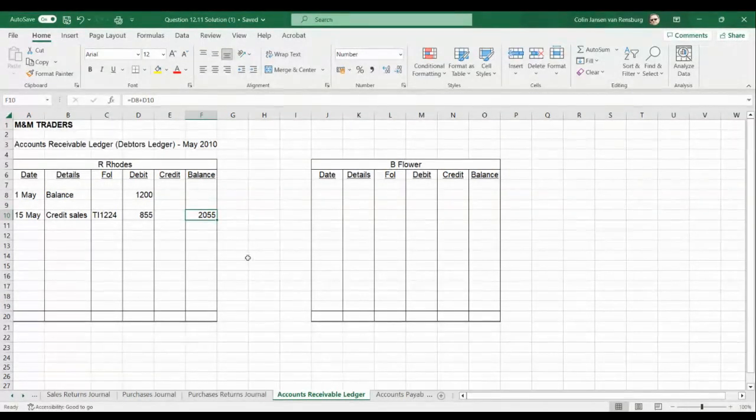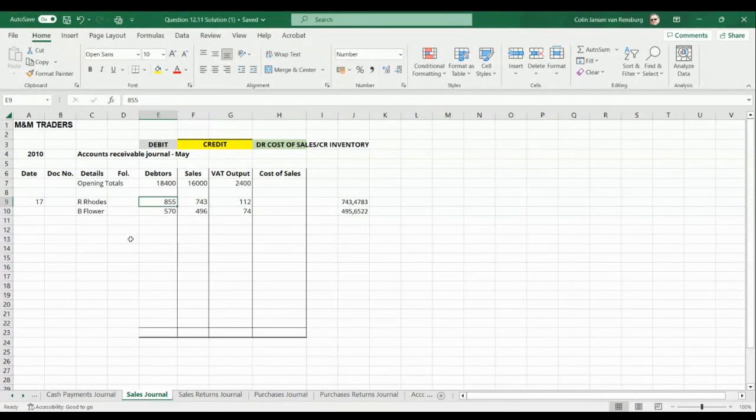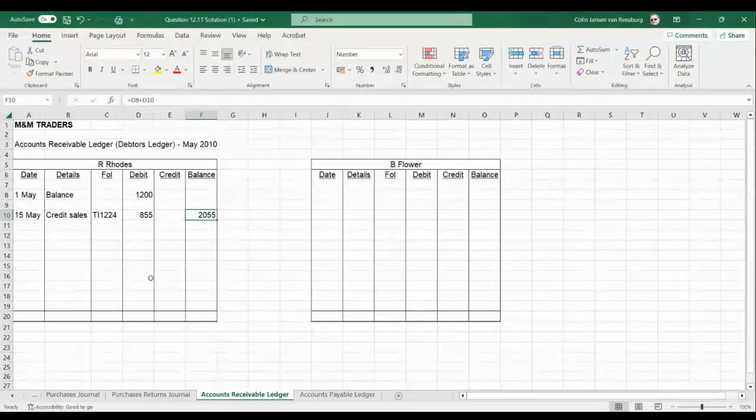Now let's go and do the other one as well, ladies and gents. So let us go back to our sales journal. In the case of beef flour, we had a sale with a value of 496 rand. We had VAT output with a value of 74 rand. So the total consideration that beef flour owes us for that transaction is 570 rand. So now let's go and post that. So let's say that was on the 17th, just to have a date.